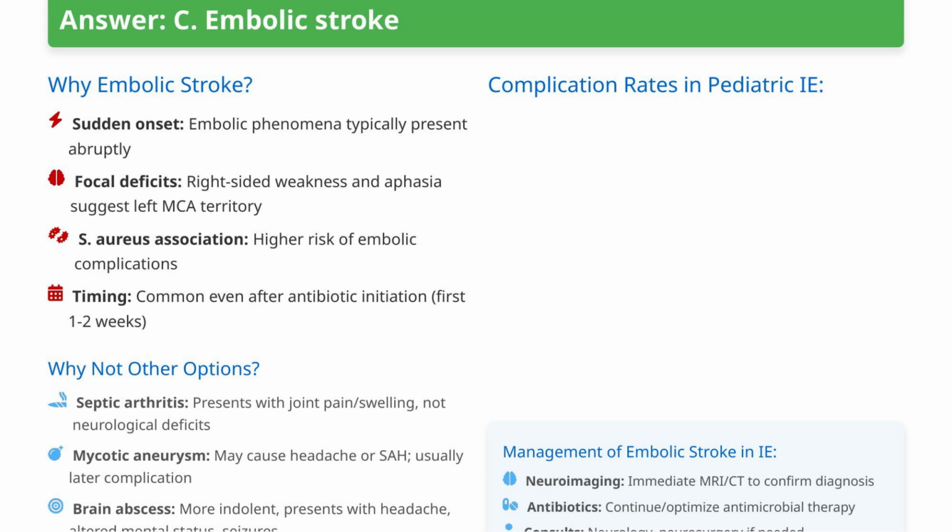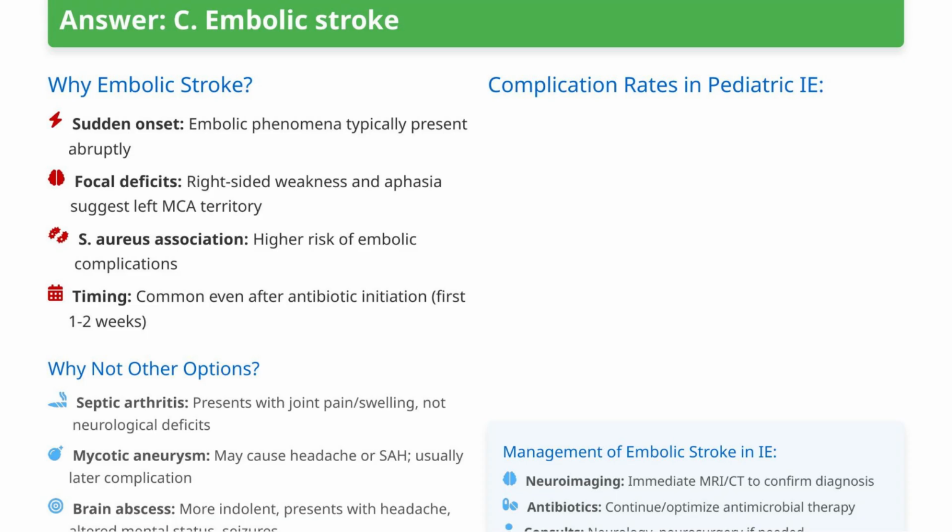Finally, the timing is consistent with embolic stroke, which can occur even after appropriate antibiotics have been initiated, especially within the first 1 to 2 weeks of therapy. The other options are less likely. Septic arthritis would present with joint pain and swelling rather than neurological deficits. Mycotic aneurysms typically cause headache or subarachnoid hemorrhage and are usually a later complication. And brain abscess presents more indolently with headache, altered mental status, and seizures rather than sudden focal deficits.